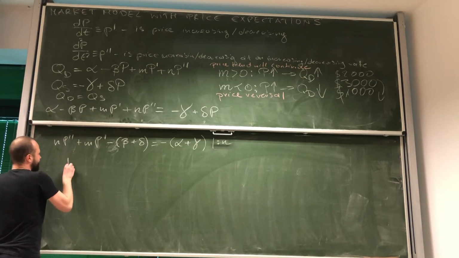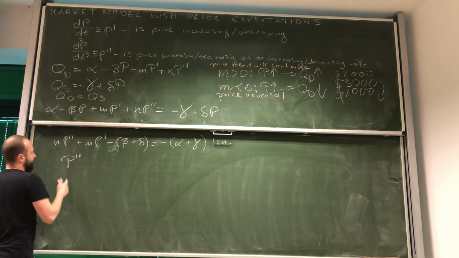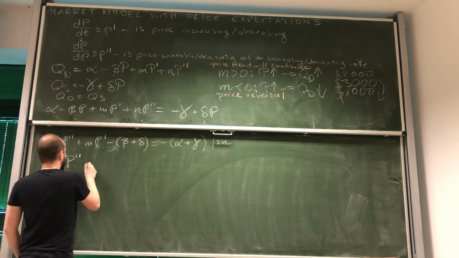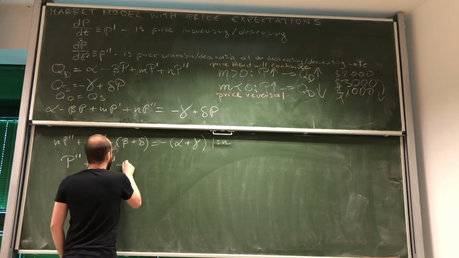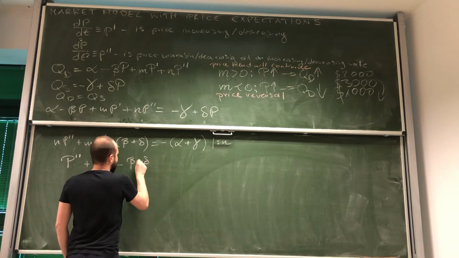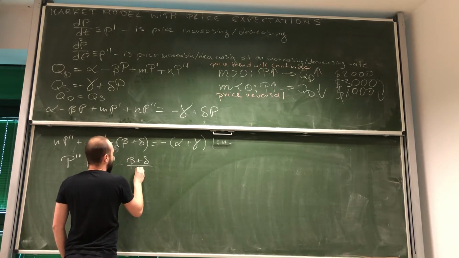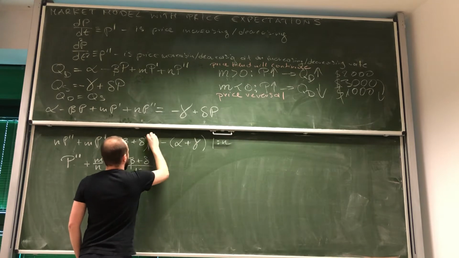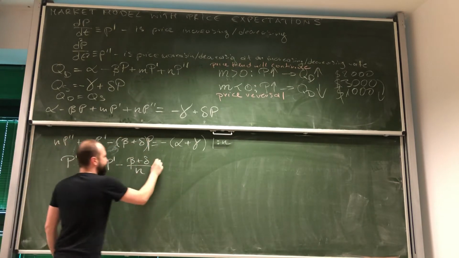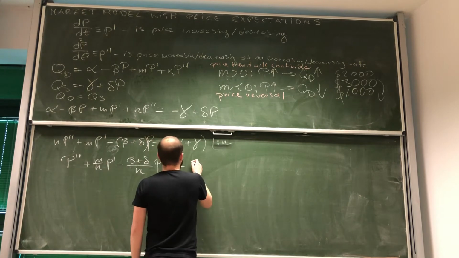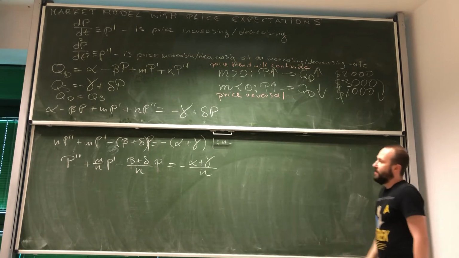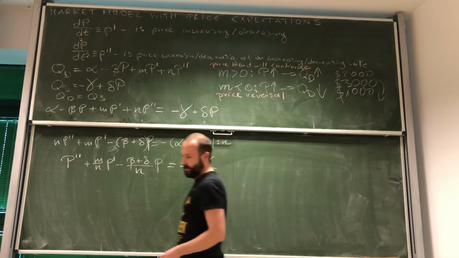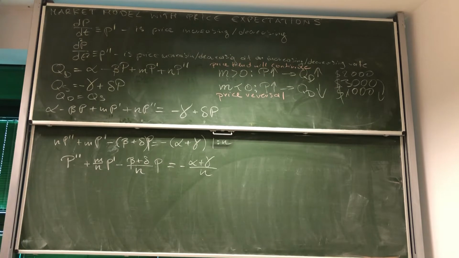And look, what we get? We get p prime plus m over n p prime minus beta plus delta over n. Oh, of course, p over here, I missed it. P equals to negative alpha plus gamma over n. Okay, and what do we have over here? This is actually the differential equation that we know very well.